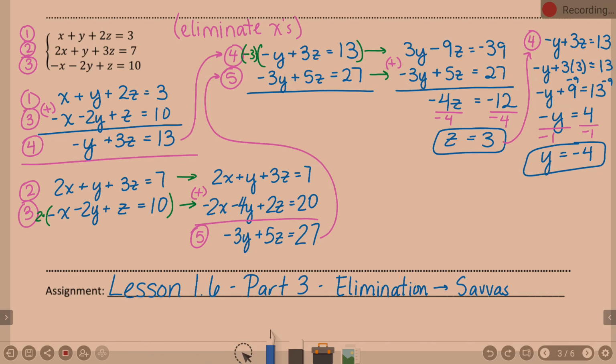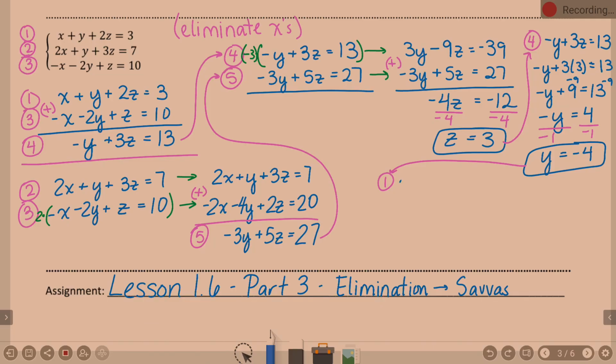Okay? And I have z, I have y, I still need to find x. How are we going to find x? Now we get to go back to equation 1, 2, or 3. Do you guys have a preference? Say 1 has all positives at least. So I go back to 1.